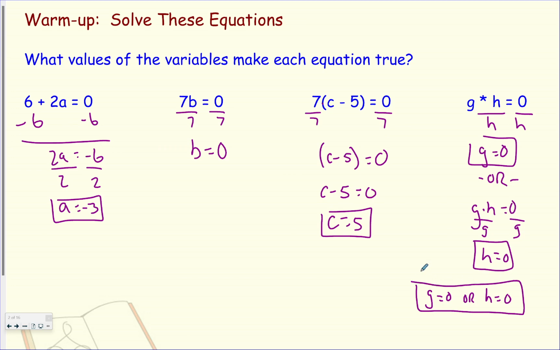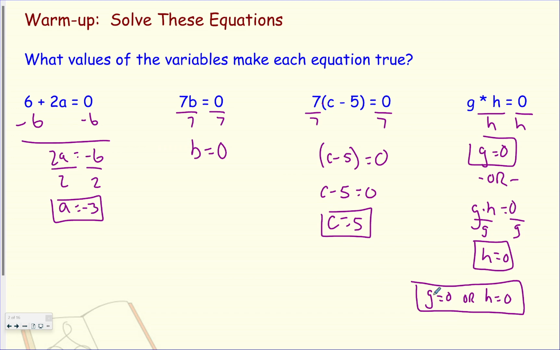Now, you might remember this from our work last lesson, where I said that if two numbers multiply to give you 0, then one of them has to be a 0. The only way to multiply two numbers together and get 0 is for one of them, or both, to be 0.